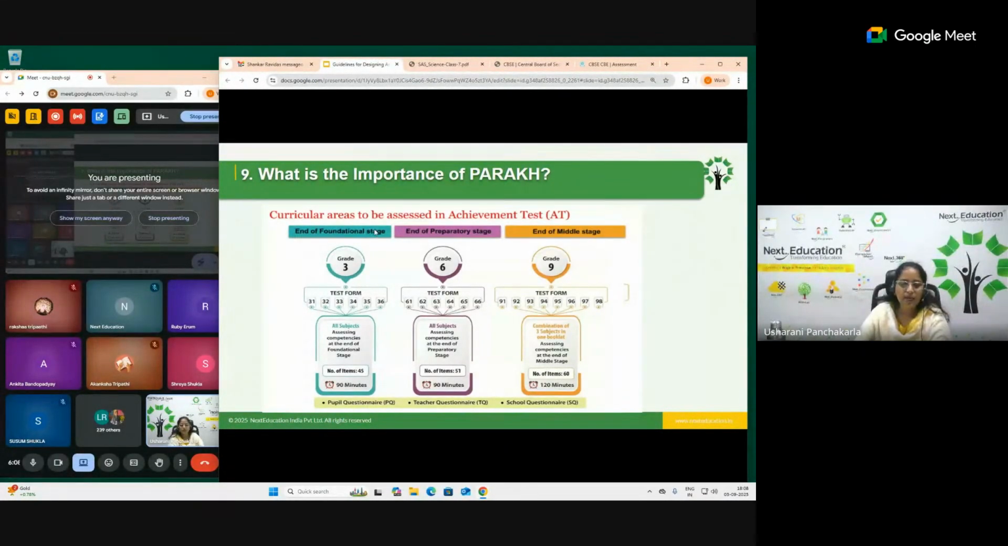So here it is at the end of the foundational stage, because 5 is this one, 5 plus 3 plus 3. So here at the end of the preparatory stage, which is after grade 5, and this is the end of the middle stage, which is 6th, 7th and 8th. So after grade 8th is where the test has been conducted. So it's mainly assessing the competencies at the end of the foundational stage.